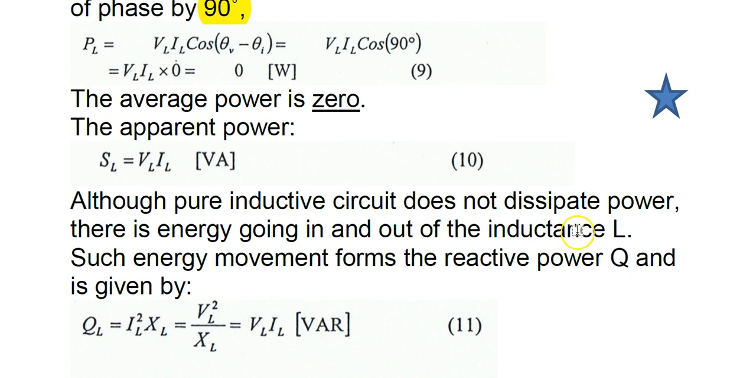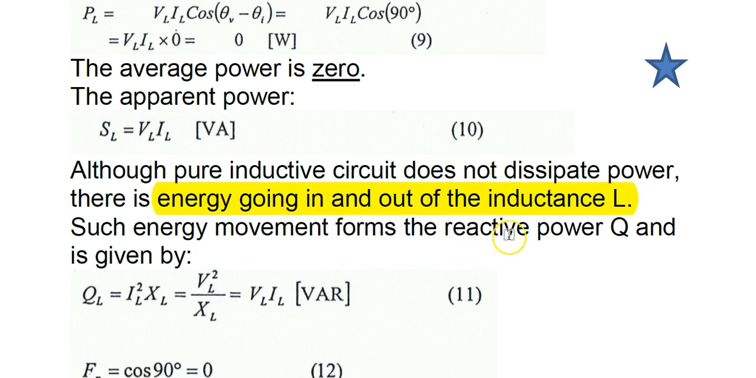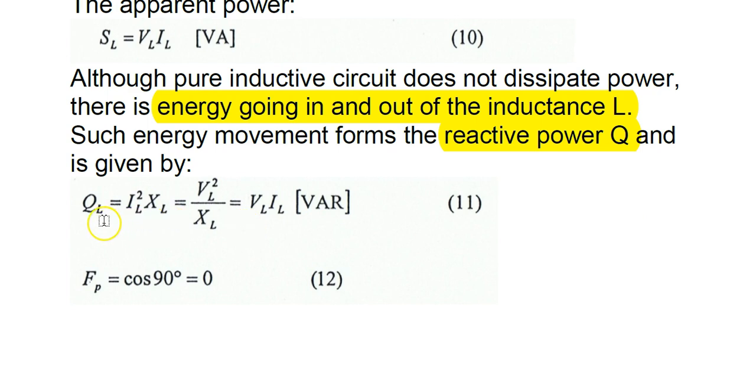Although the pure inductive circuit does not dissipate power, there is energy going in and out of an inductive circuit. Such energy movement forms the reactive power, for which we use the term Q, and it is given by the formula QL is IL squared XL, or VL squared over XL, or VL times IL. And the power factor for a purely inductive circuit is cosine 90 degrees, which is 0.